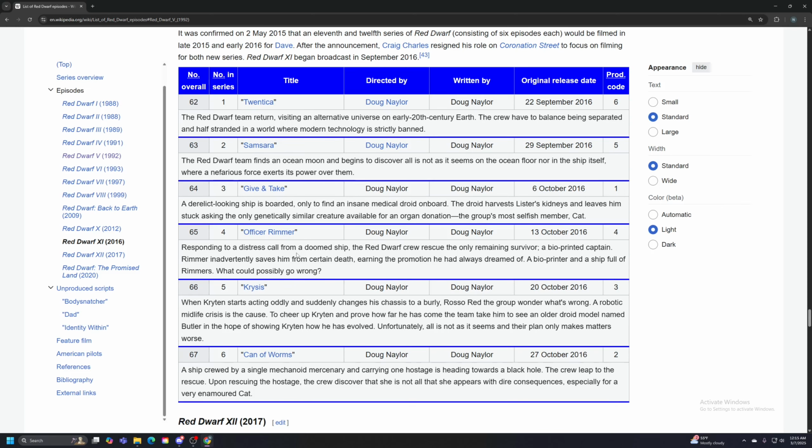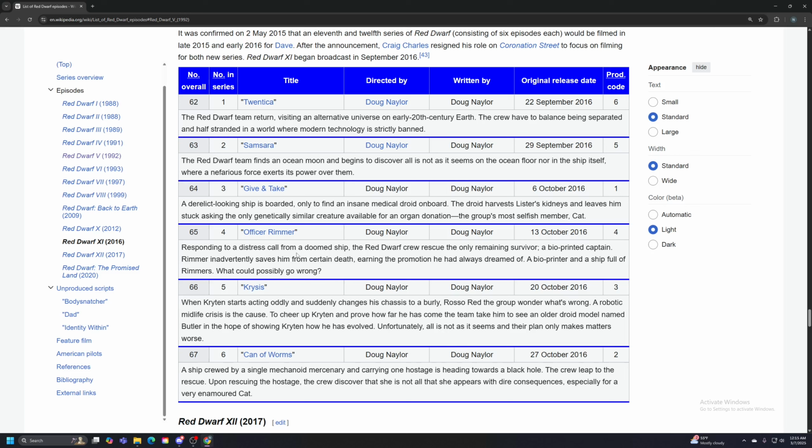Okay. First episode is Quintica. The Red Dwarf team return, visiting an alternative universe on early 20th century Earth. The crew have to balance being separated and half stranded in a world where modern technology is strictly banned. Second episode, Samsara. Red Dwarf team finds an ocean moon and begins to discover not all of it is as it seems on the ocean floor, nor in the ship itself, where a nefarious force exerted power over them.